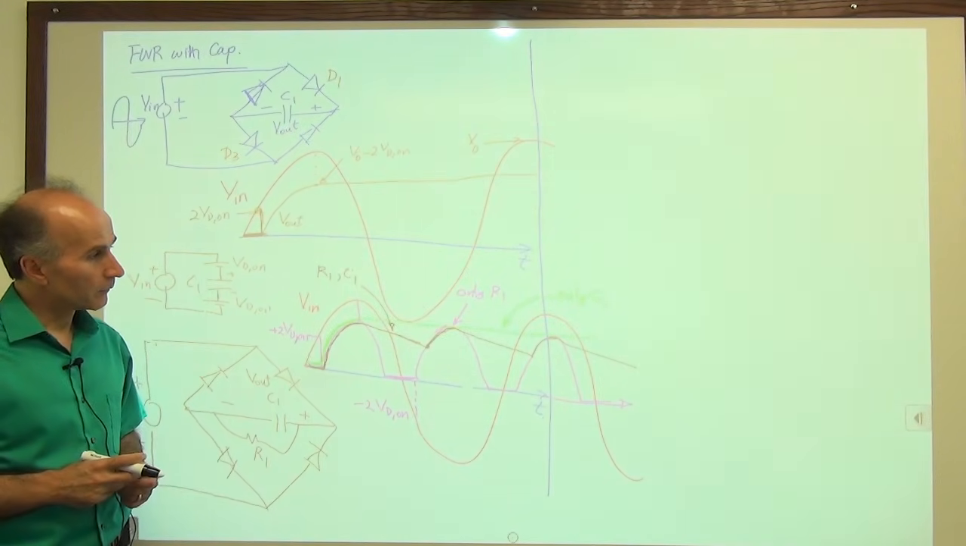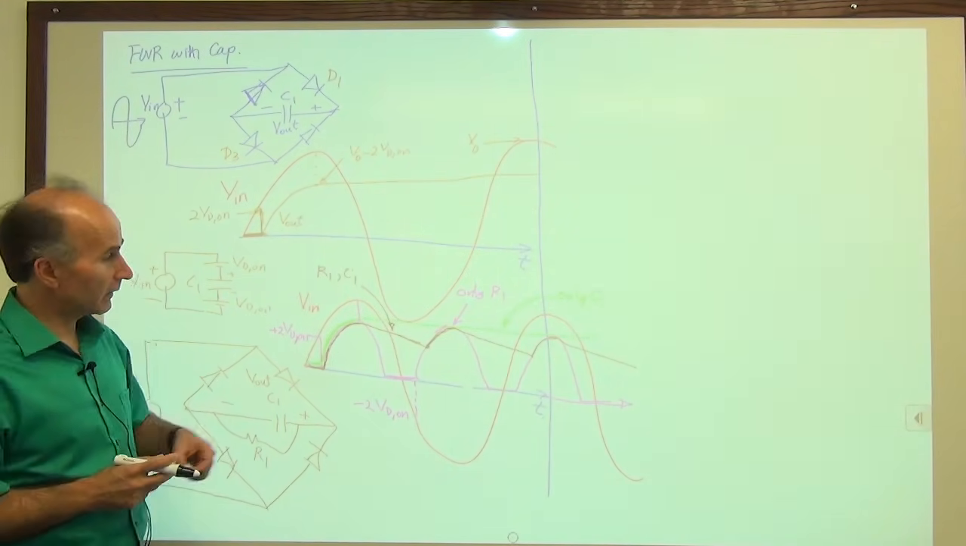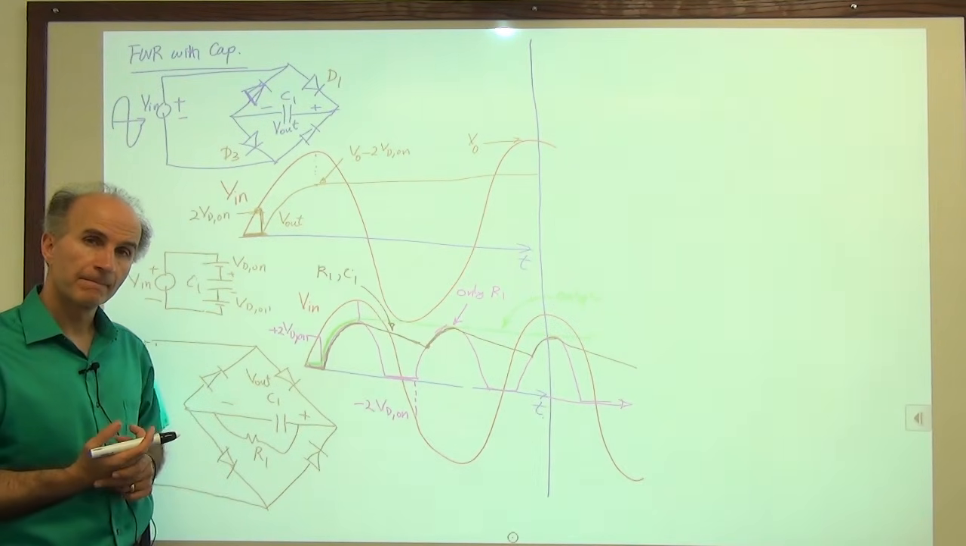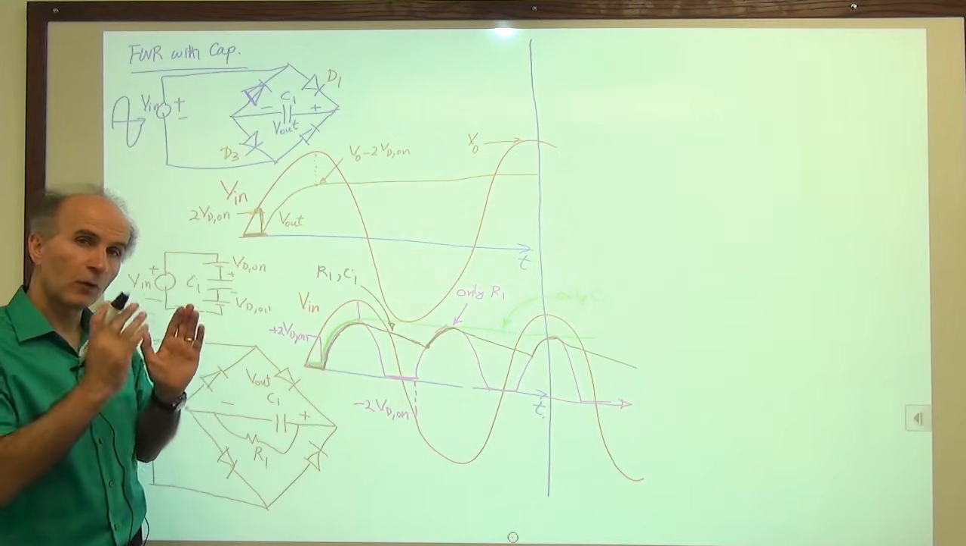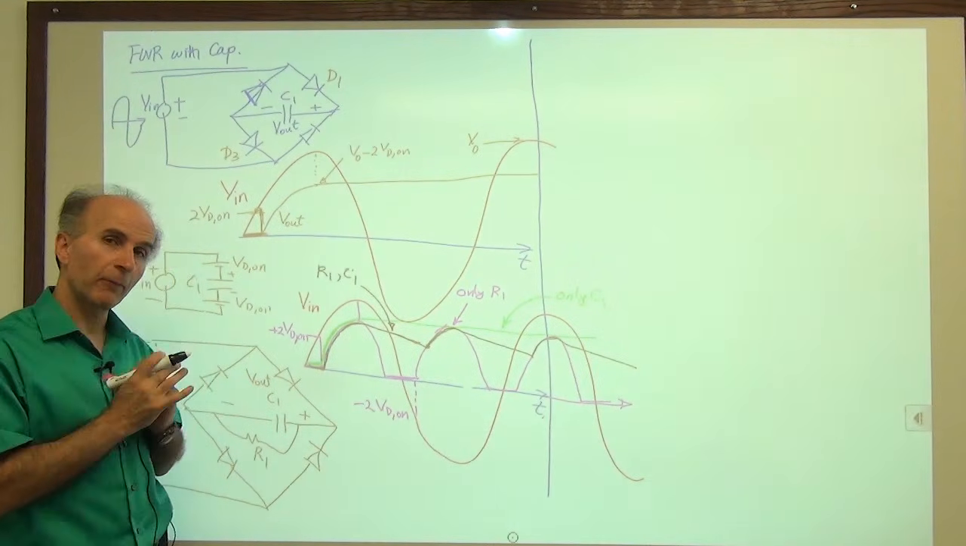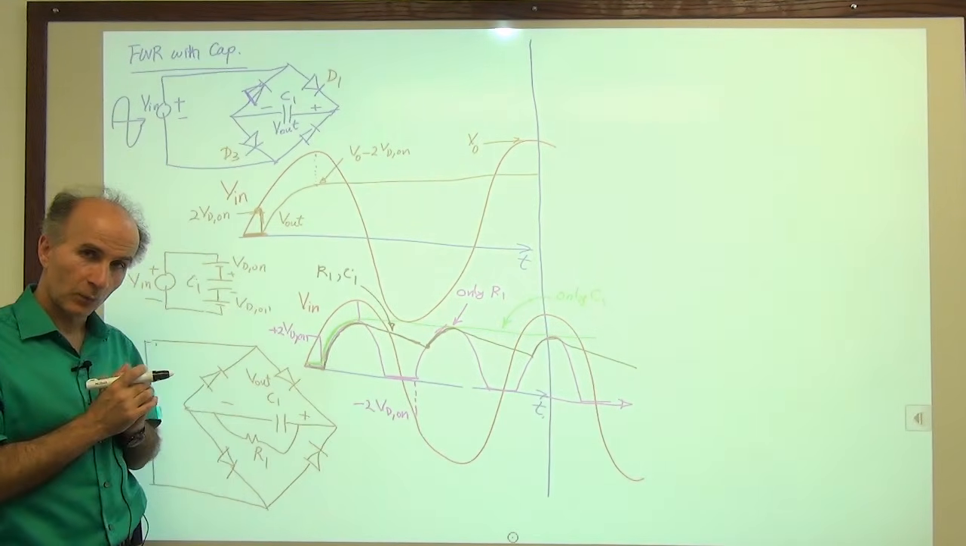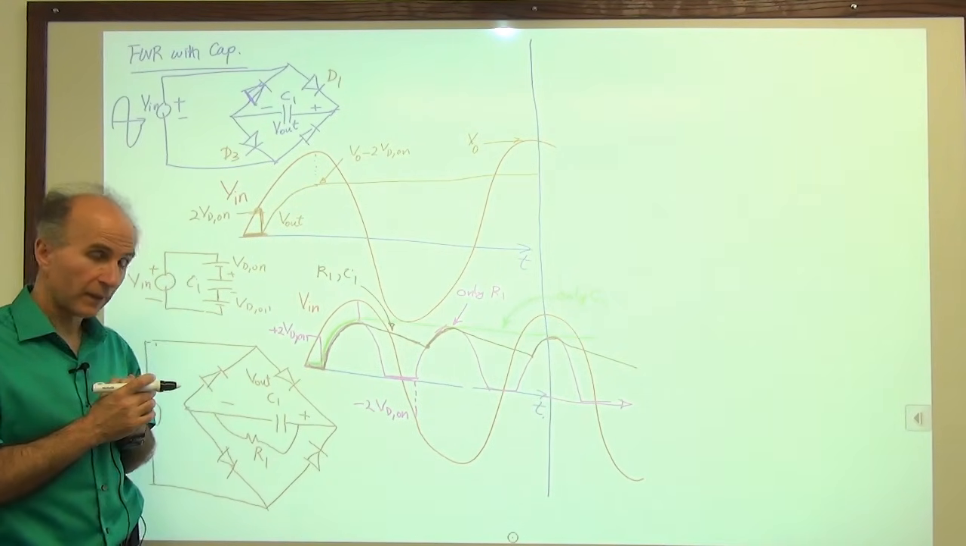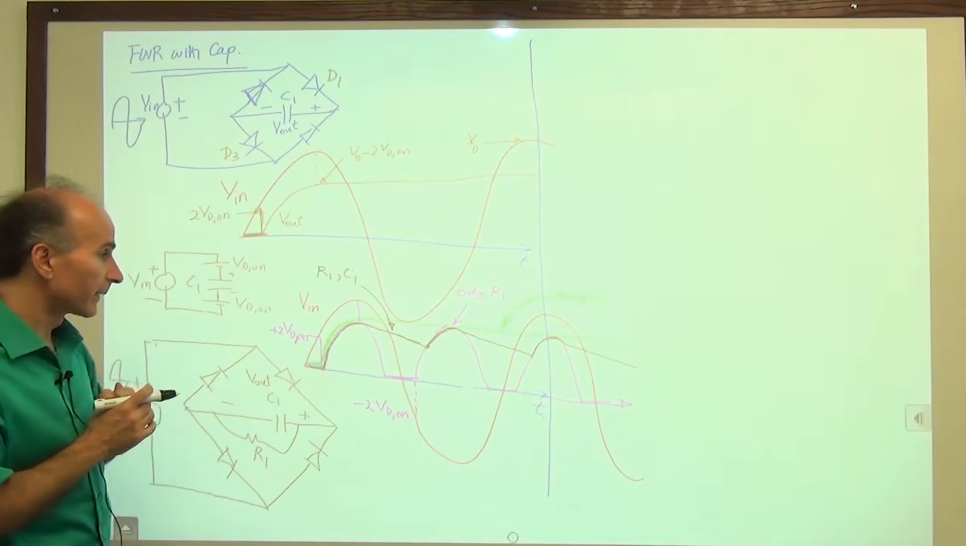Okay. Can we calculate the ripple in this case? Well, if you go back to the analysis of the half-wave rectifier, we can see that it's actually not that hard to do that calculation. All we need to do is the following.